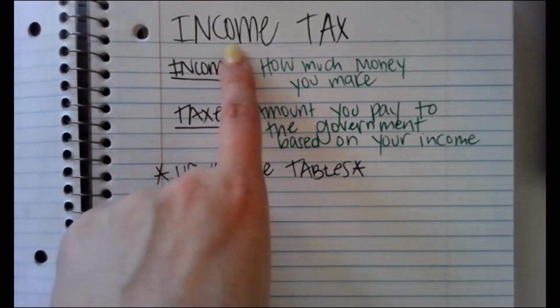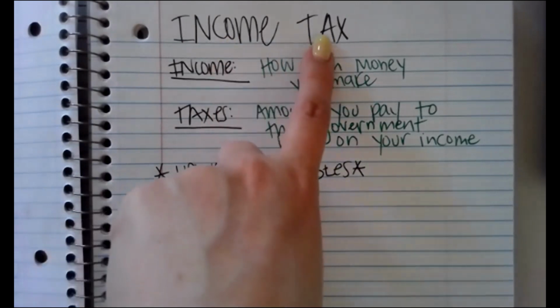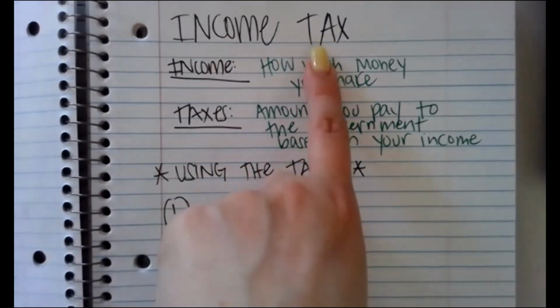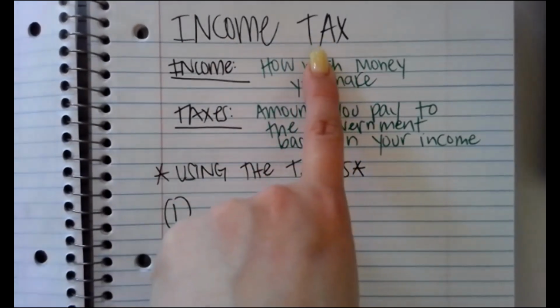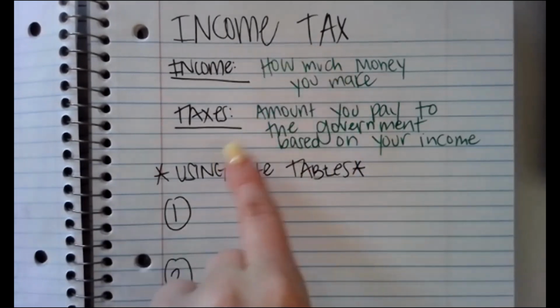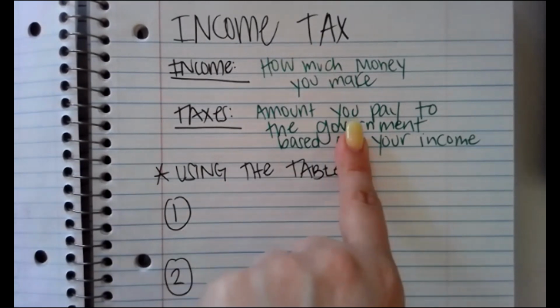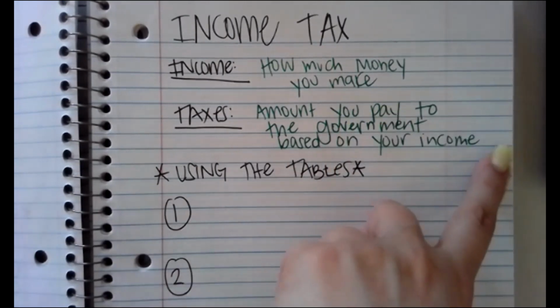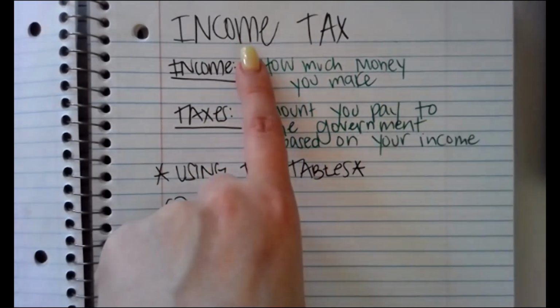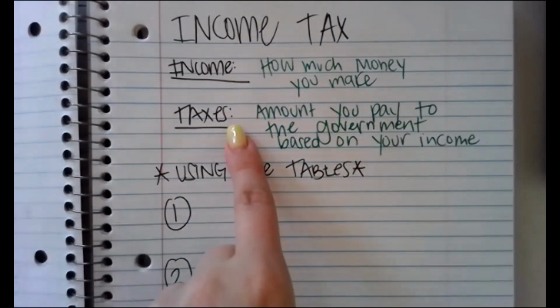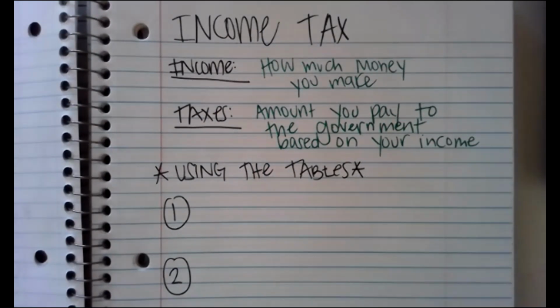And typically what happens is if a state doesn't have income tax, like Texas, they have a very high sales tax. So when you go purchase things, the tax that's added on to your purchases is a lot higher than in other states. Texas doesn't have an income tax, but we have a pretty high sales tax. When we go to the store and pay for things, the tax that's added on is much higher than in other states.